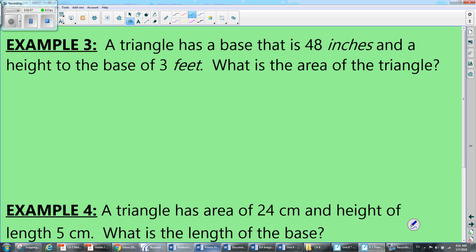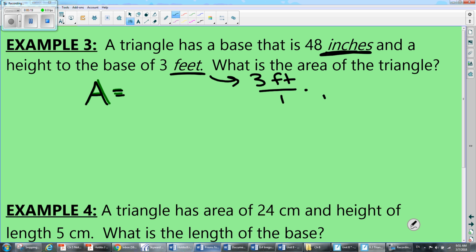So if a triangle has a base that's 48 inches and a height to the base of 3 feet, we're trying to figure out the area of the triangle. So hopefully you notice that we have feet and inches. So if I was taking 3 feet and converting it into inches, hopefully you know to multiply it by 12. So we end up with 36 inches.